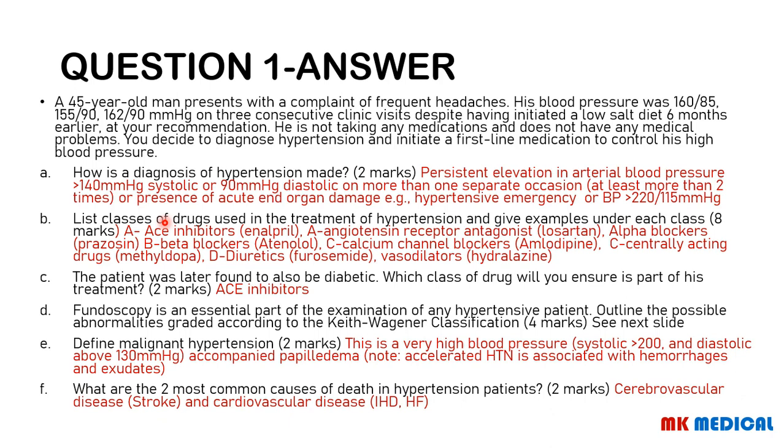Then define malignant hypertension. So this is just simply a very high BP, a systolic blood pressure greater than 200, a diastolic greater than 130, that's going to be accompanied by papilloedema. There is something that's referred to as accelerated hypertension. This is the one that's going to be associated with hemorrhages and exudates. Now, the two most common causes of death in hypertensive patients are your cerebrovascular disease, that's your stroke, as well as your cardiovascular disease, either ischemic heart disease or heart failure.